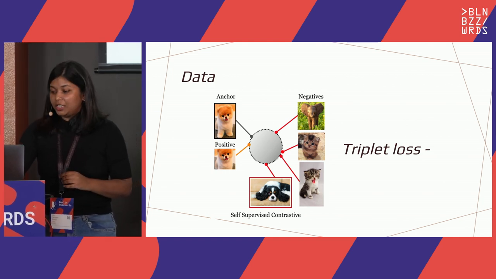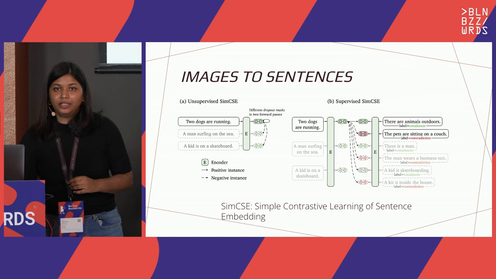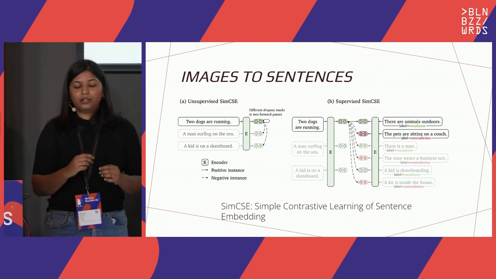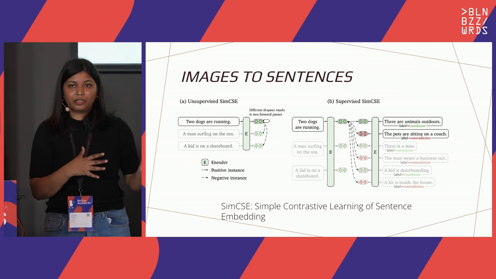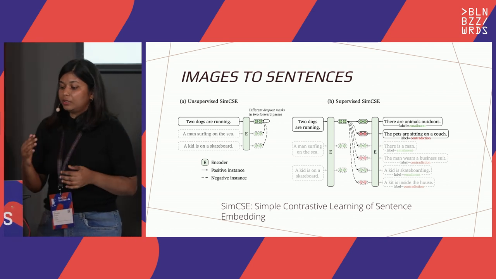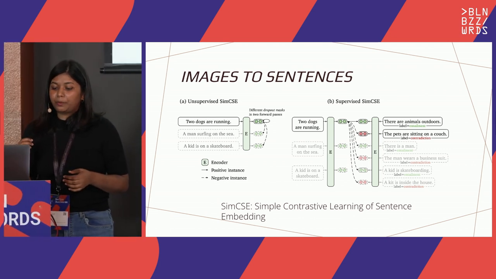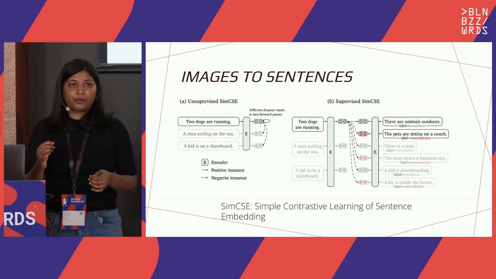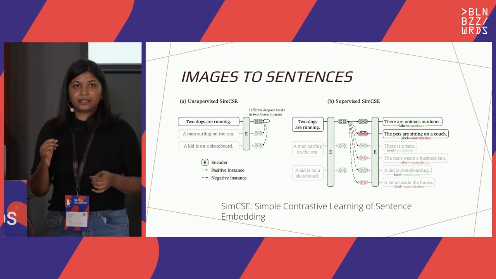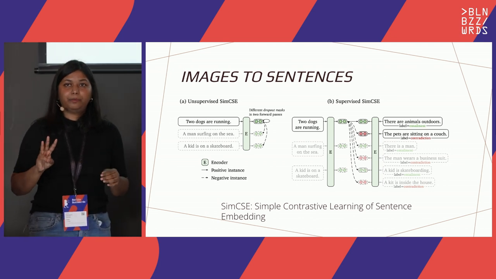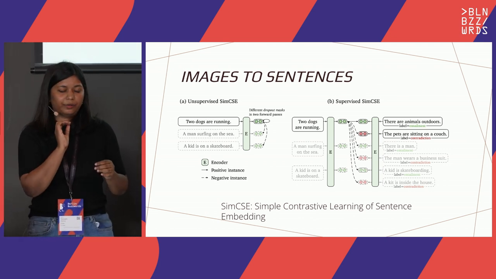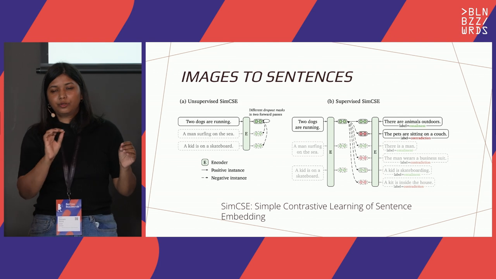Okay, so how can we expand this to sentences from images, because we have seen so many examples with images. So something called SimCSE was proposed, which is simple contrastive learning of sentence embeddings. In it, you have got three pairs: entailment, neutral, and contradiction.